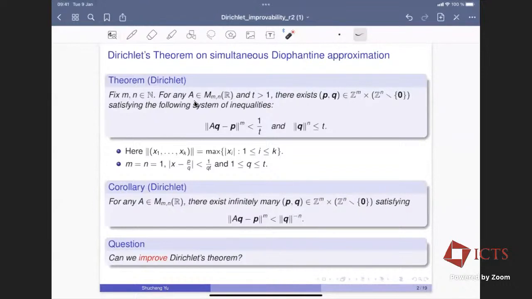And this theorem has a corollary, and usually people also call it the Dirichlet theorem. It says that for any m by n real matrix A, there exist infinitely many pairs of integers p, q satisfying this inequality: the norm of Aq minus p raised to the power m is smaller than the norm of q raised to the power minus n. And going from the Dirichlet theorem to the corollary is very simple, because whenever you have a solution to these two inequalities, because of the second inequality, you can always just bound 1 over t by the norm of q to the power minus n. And the fact that you have solutions for all t greater than 1 forces that you must have infinitely many such solutions.